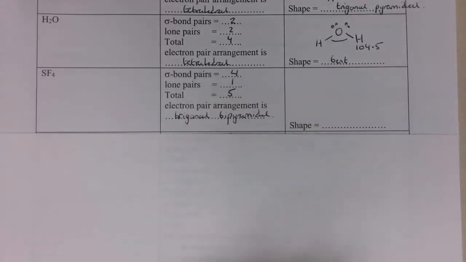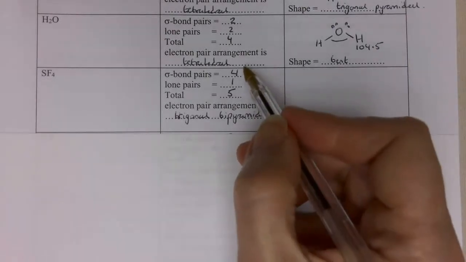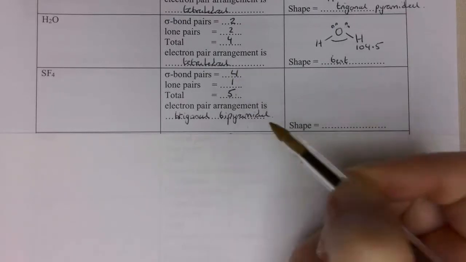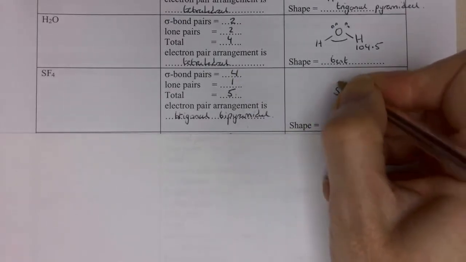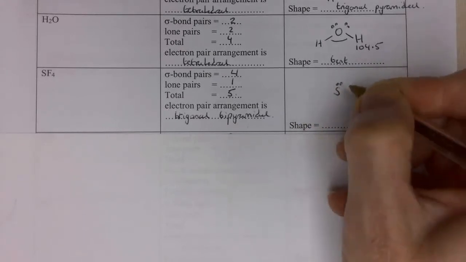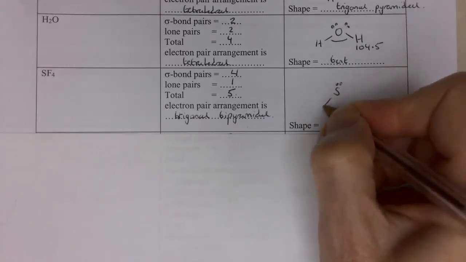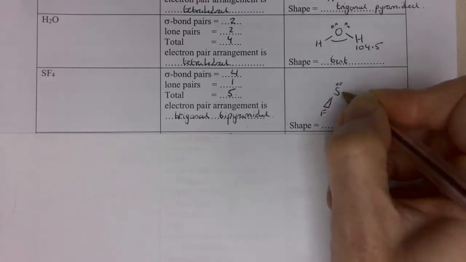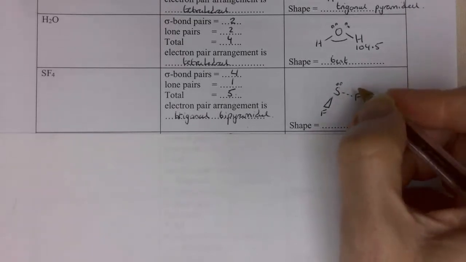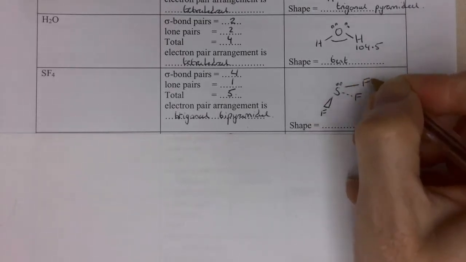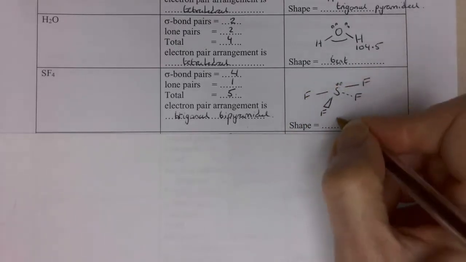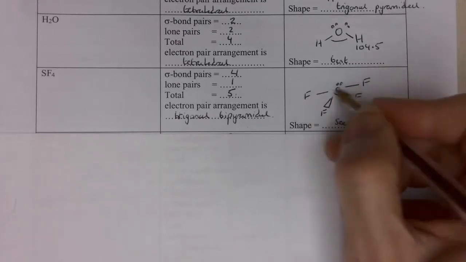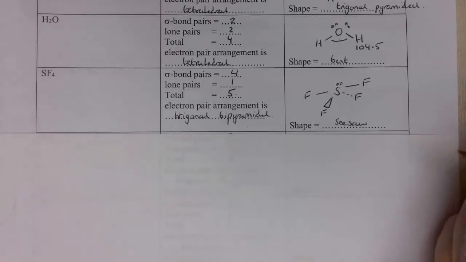Next one on our list, SF4. SF4, 4 bonding pairs, 1 lone pair, 5. So it's based on trigonal bipyramidal. It's a little bit of a difficult one. We call it seesaw, and it's got quite a wide range of bond angles, so we don't tend to talk about the bond angles in this one. So you've got kind of your lone pair here, and then try to draw this, an F and an F, and that's a seesaw, because this acts as your kind of fulcrum, and then these are the 2 bits of your seesaw.